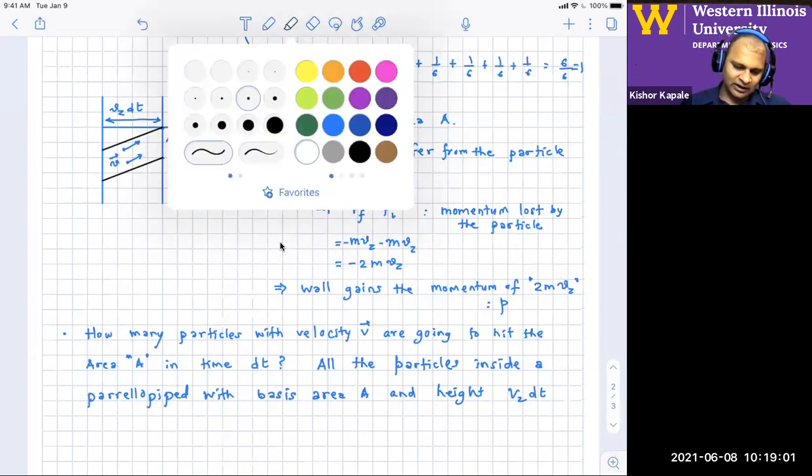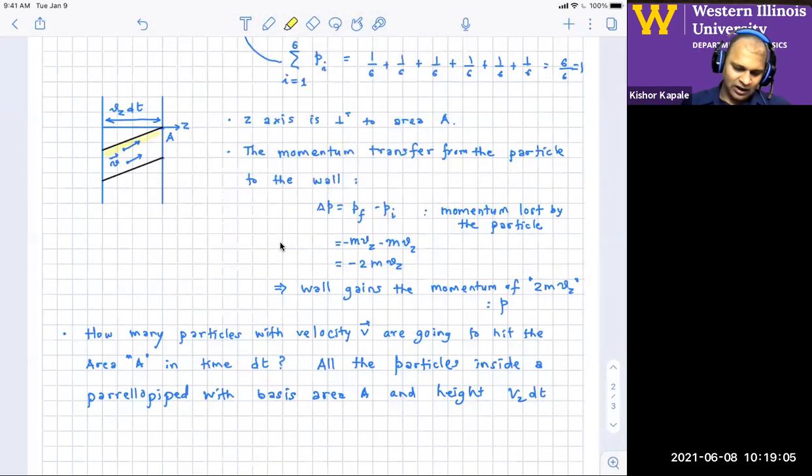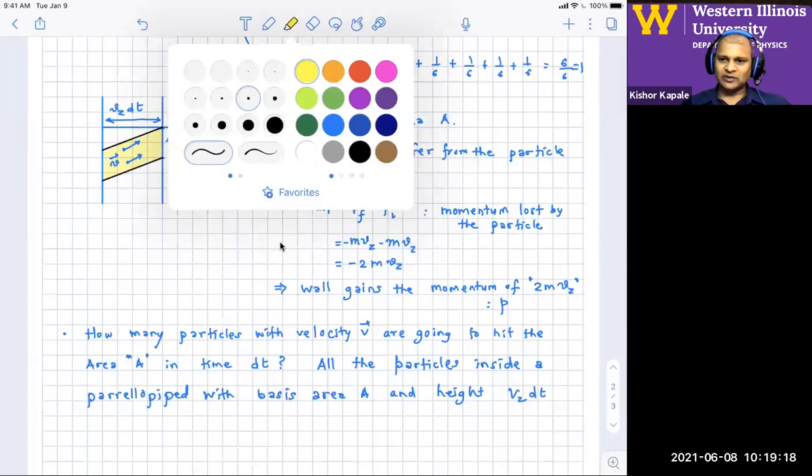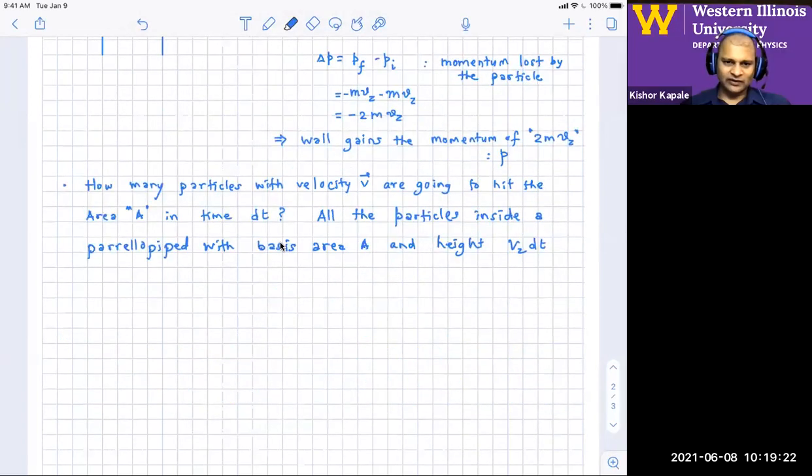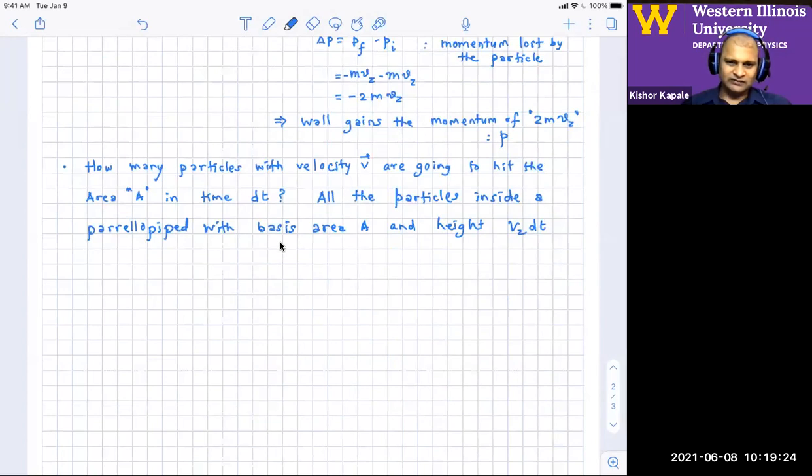Okay, and so let me shade this area. Essentially, all of the particles within this yellow shaded region are going to be able to hit the wall at that area marked area A within the time duration of dt. Does that make sense? Everybody with me? Yeah. Okay. All right. So now next up. So we got that. All particles with velocity v travel.